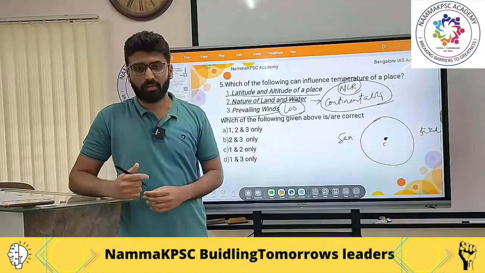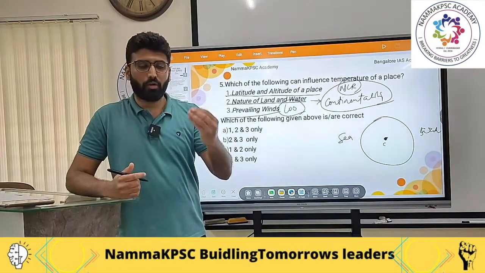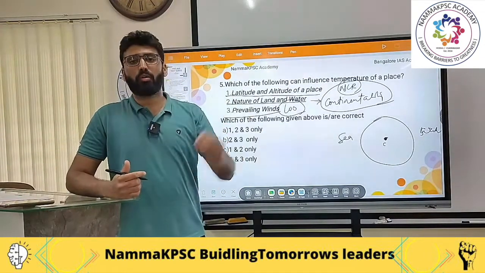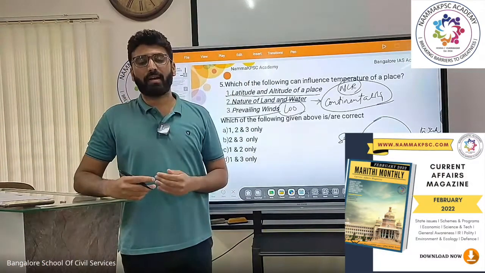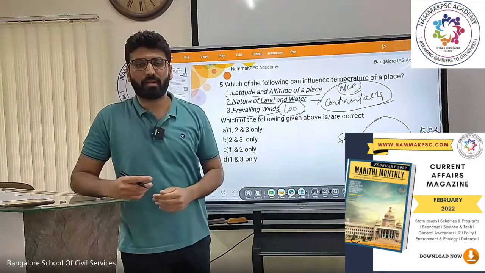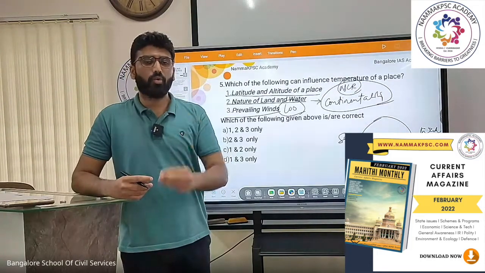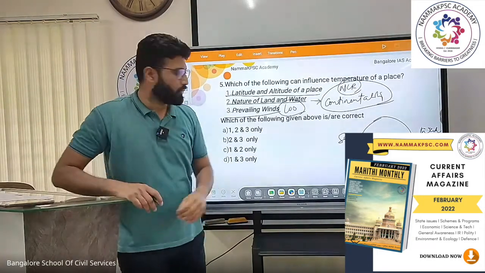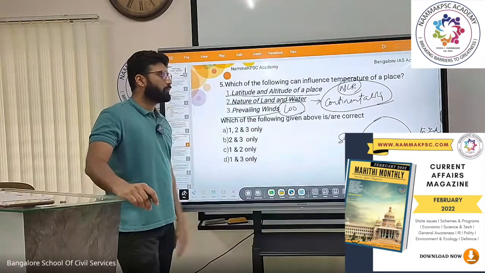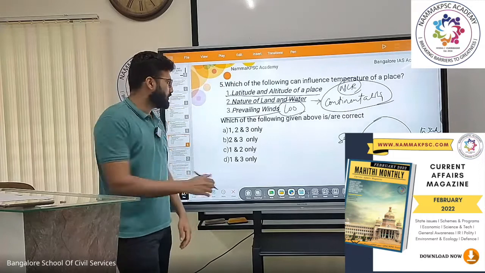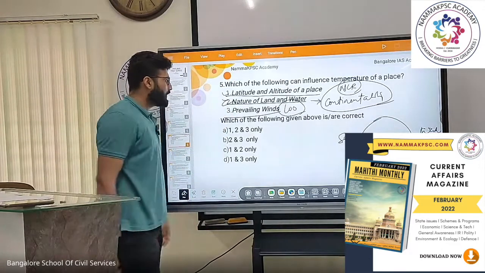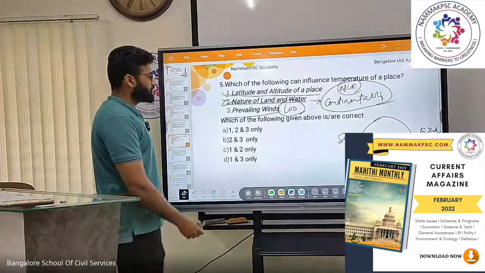Of course it does. You would have heard of Mistral, a local wind along the European region, which brings in cold temperatures from higher latitudes towards the Mediterranean region. It once again results in cooling the Mediterranean region. Therefore, the prevailing winds also play an important role in influencing the temperature of a region. So all three play an important role in influencing the temperature of the region.